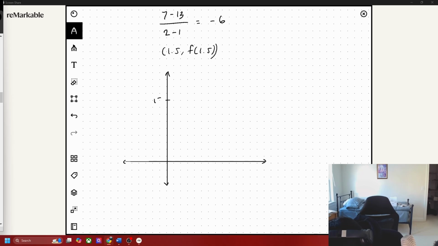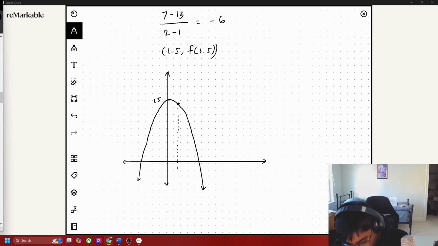Say this is our 15 or something, I don't know. Say it's that. Let's say this is x equals 1, and we want to find the actual slope. But what we've done right now is for x equals 2 over here.